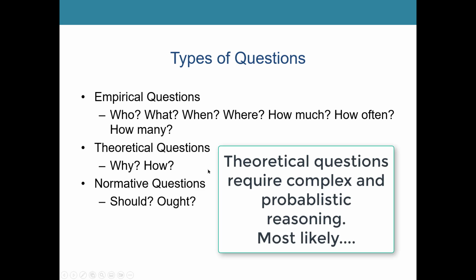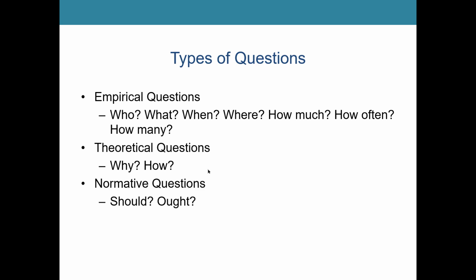Some how questions can be theoretical too. So we can ask the question, how does somebody convert to a new religion? You're going to create sort of a probabilistic answer to that question. Most likely it happens this way, or most likely it happens that way, but it's not as cut and dry as how much money do you spend when you go to the grocery store? How often do you go to the grocery store?